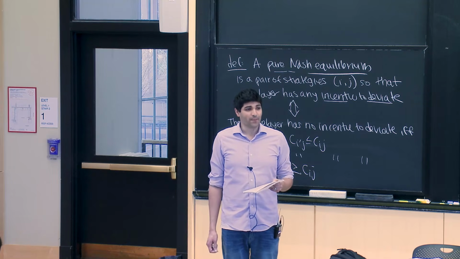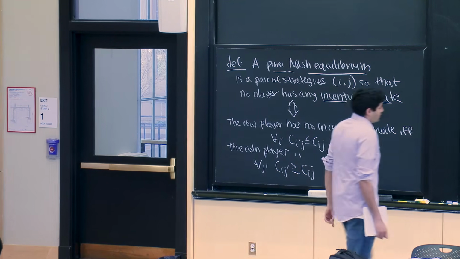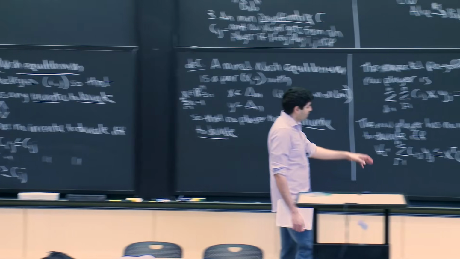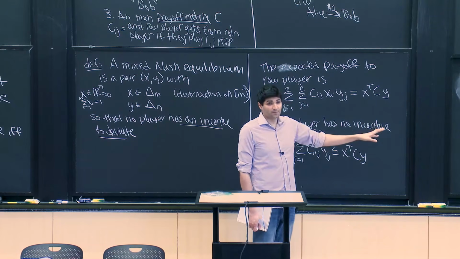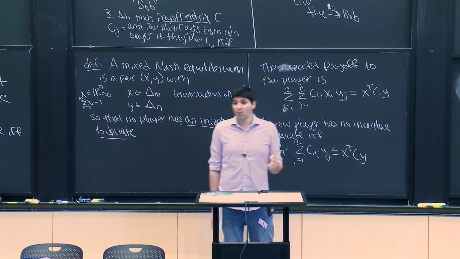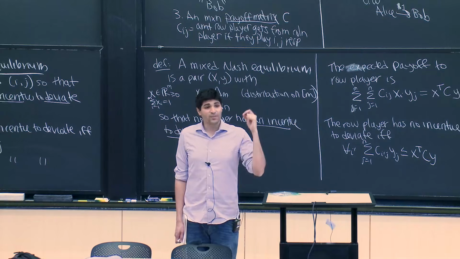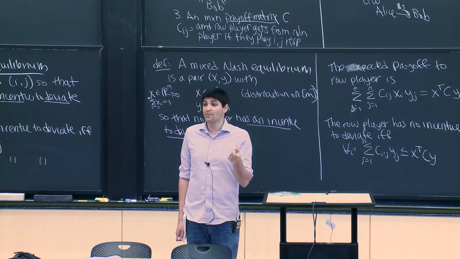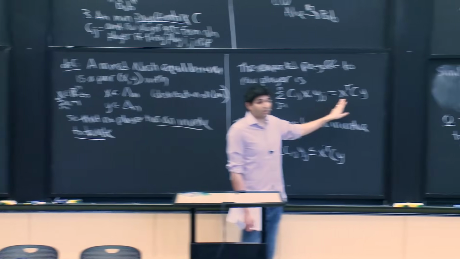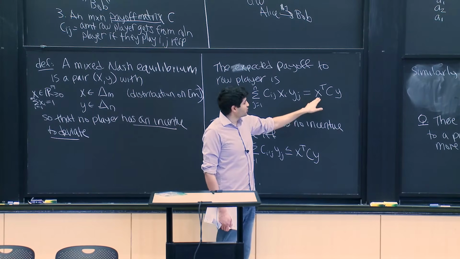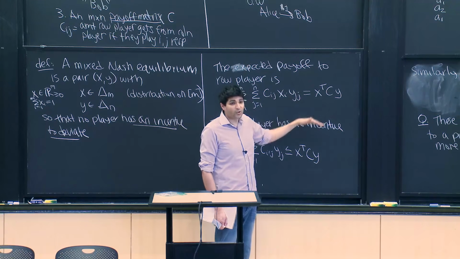I claim it's the same. So imagine that Alice had a deviation to some other randomized strategy X prime that did better. What I claim is the only way that she has a deviation to an X prime that does better is if there's some fixed deterministic strategy that does better too. Because how well she does when I take X and replace it with X prime is just an average of how well she does for each of the different row strategies she can take.